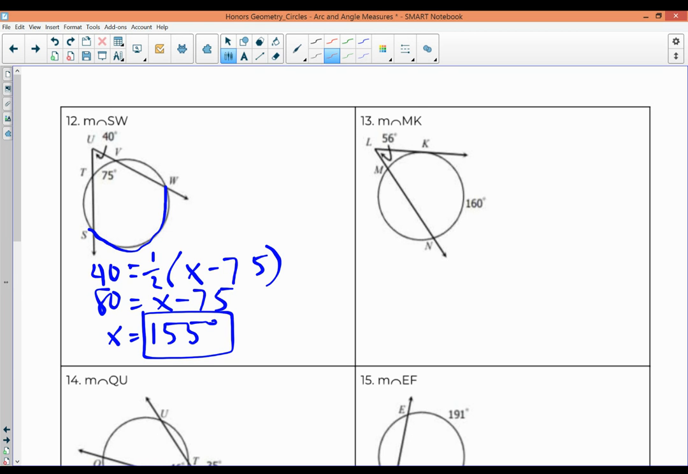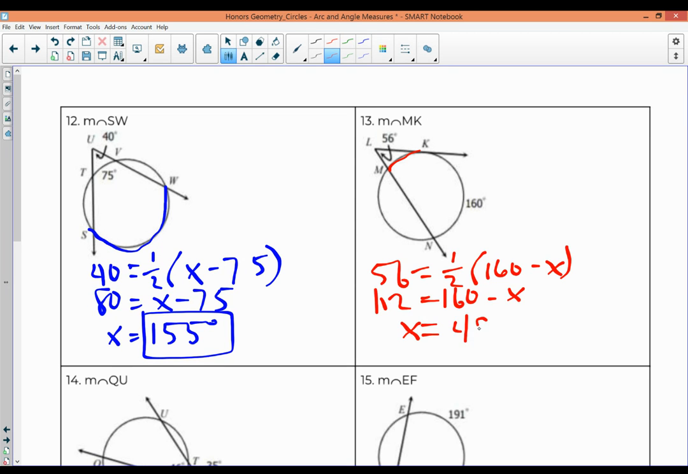Okay, this one, similar idea, we just don't know that closer arc. So 56 is equal to half of 160. That all looks so ugly, I'm sorry, the stylus is not the best. 56 equals half of 160 minus x, because that's the one that we don't know. So I'm doubling. 112 equals 160 minus x. X equals 48 degrees.